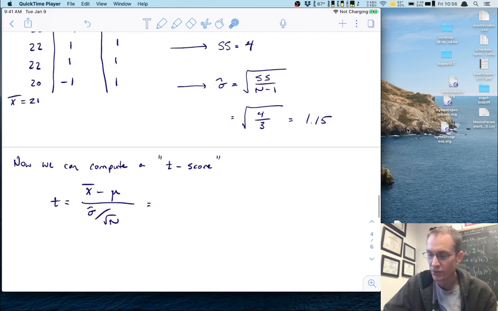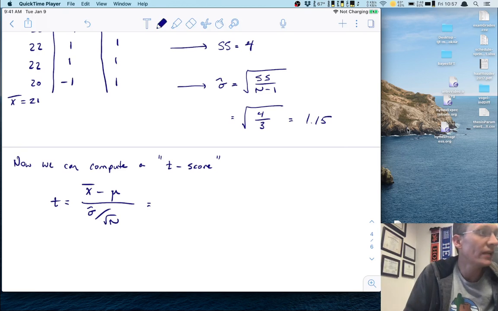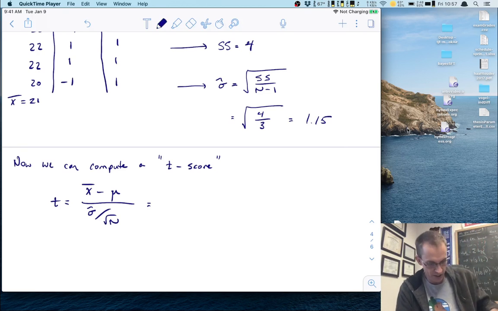Now we can compute a t-score. This is a new thing for us, right? We would have called this a z-score before, but because of using sigma hat, it's no longer a z-score. It's a different thing. And so we call this a t-score. Everything else is the same though. So we need x bar, we need mu, we need sigma hat, and we need square root of n.